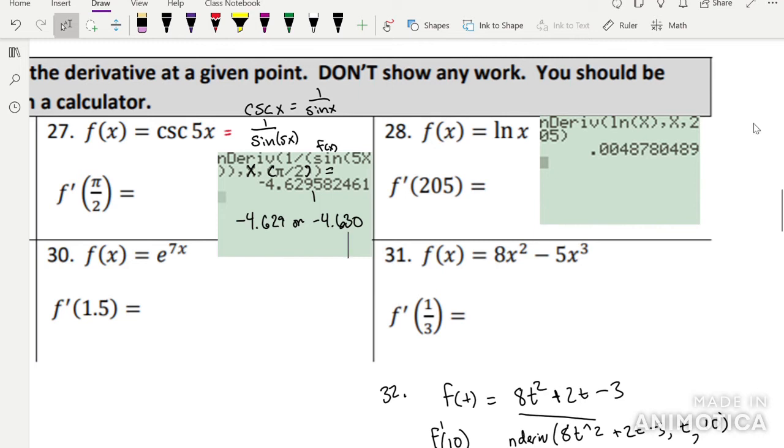All right, same idea. I'm showing one more here, n derive. So again, I click that math button, punch the number 8. It'll automatically take me back to the screen with this piece filled in. I type in ln of x with respect to x, and then 205 equals 0.00487. So here I could do 0.004 or 0.005, depending on if I truncate or I round.